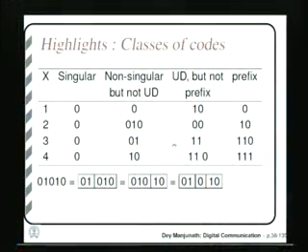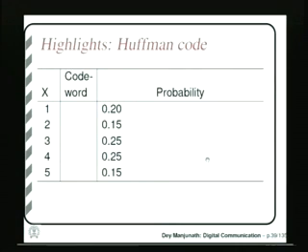Okay, so this is to show that this code is not uniquely decodable, and here this shows that this is not a prefix code because this code word appears as a prefix of this code word. Then we have seen what is Huffman code. We have constructed Huffman code.